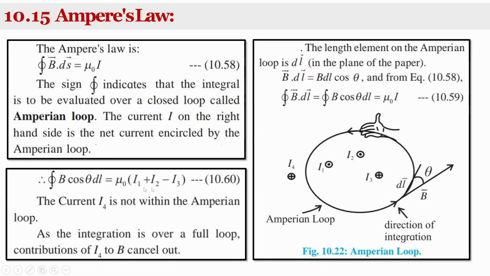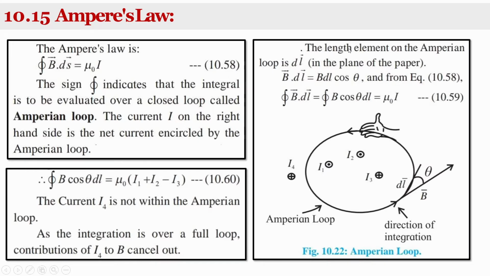These two currents are coming out of the paper, so they are taken as positive. The current I3 is going into the plane of the paper, so it is taken as minus I3. So we can write mu 0 into the bracket I1 plus I2 minus I3. The current I4 is not within the Amperian loop, it is outside the loop. As the integration is over a full loop, the contribution of I4 to B is cancelled out.